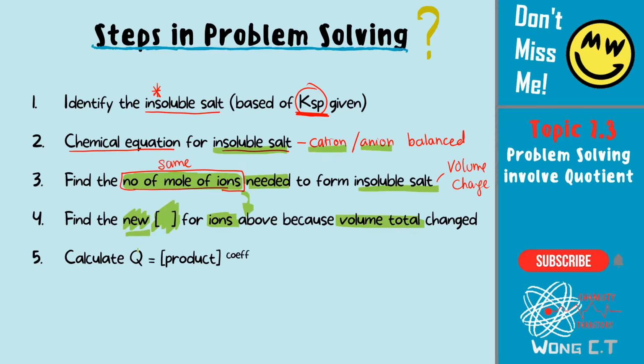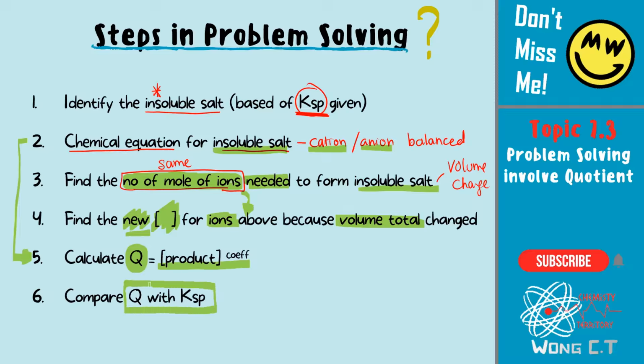Alright? And the next thing, definitely calculating your Q. Simple, using the same expression as always by using the chemical equation that you wrote in the second step. Make sure you have a correct and balanced chemical equation before you write your Q. Last but not least, what else if not comparing your Q with the KSP? That is the purpose after all, right? So make sure you get the correct Q before you compare your Q with the KSP.